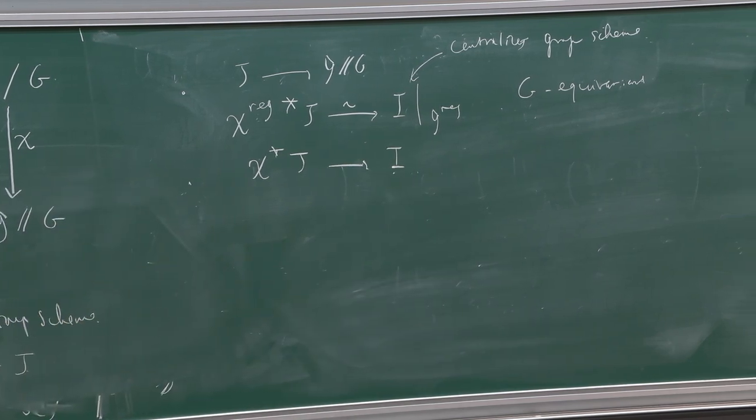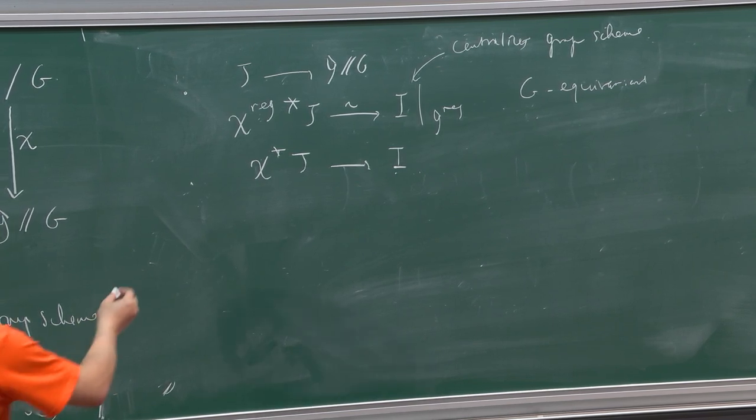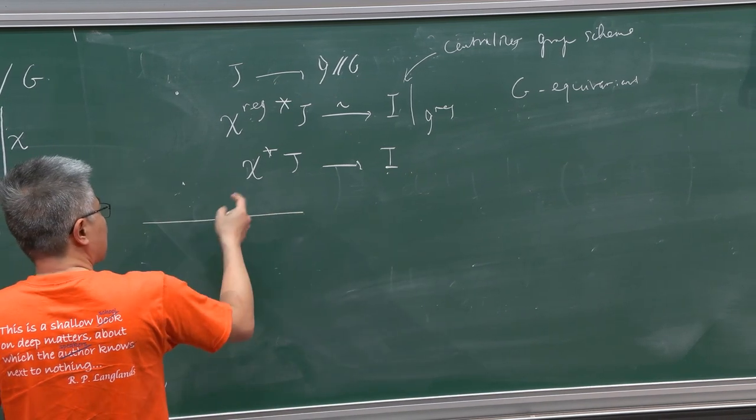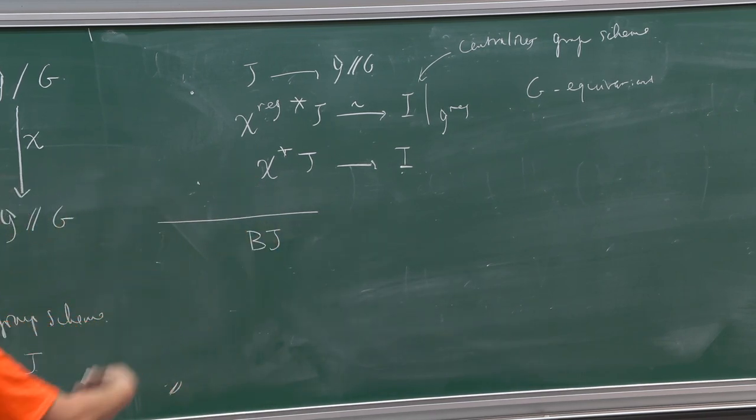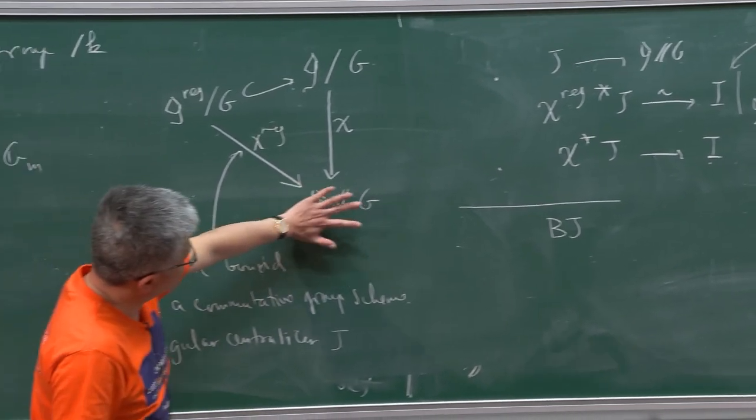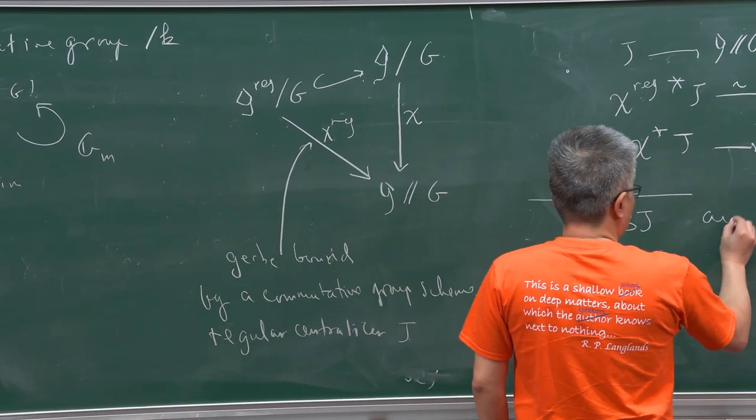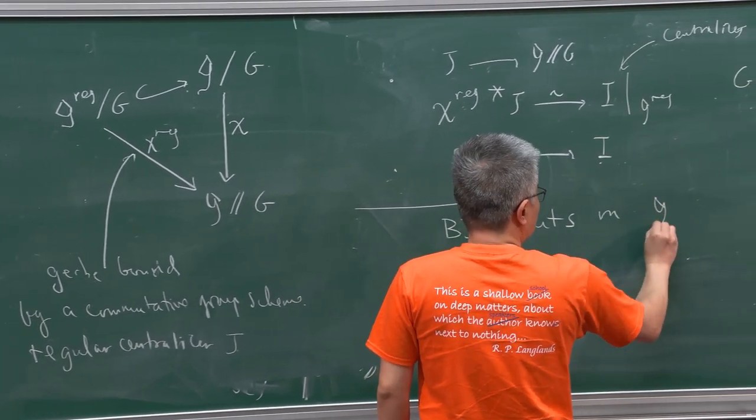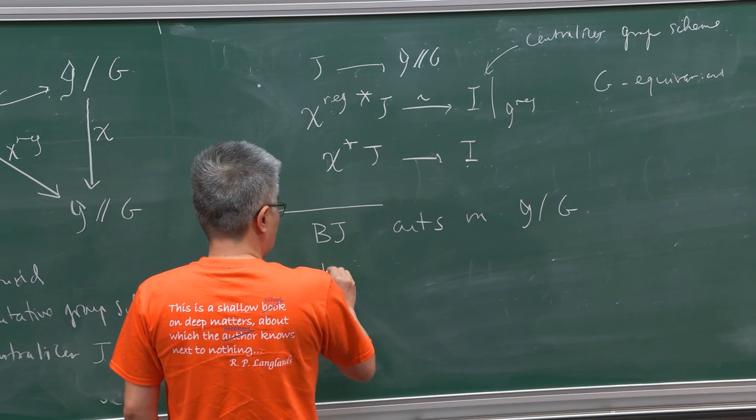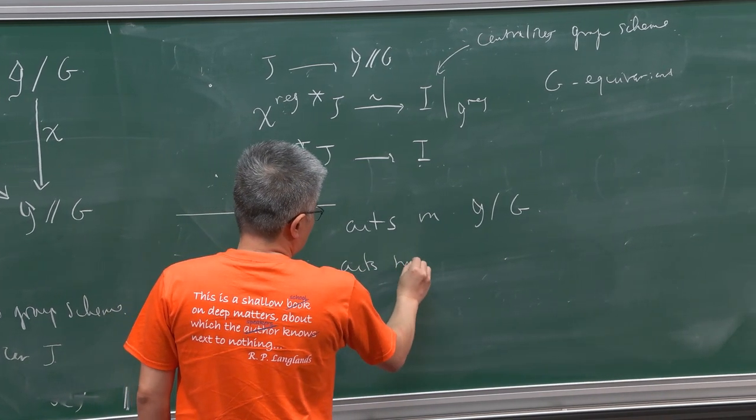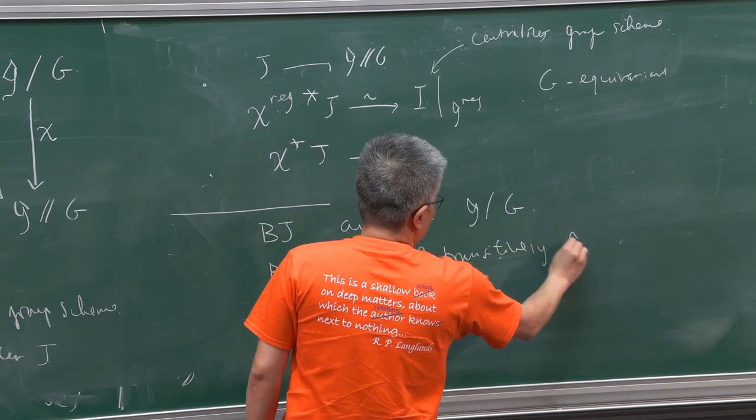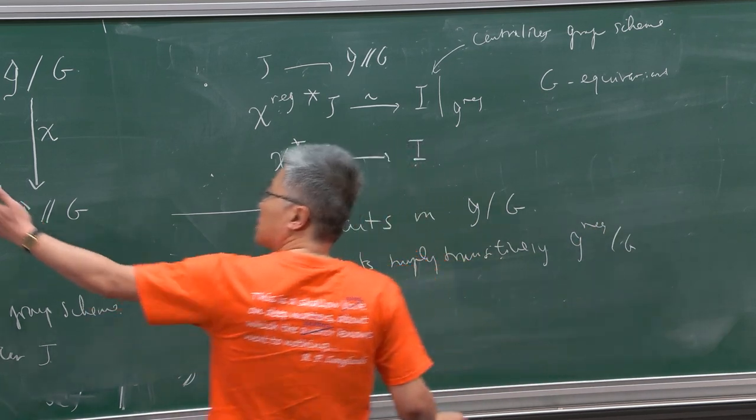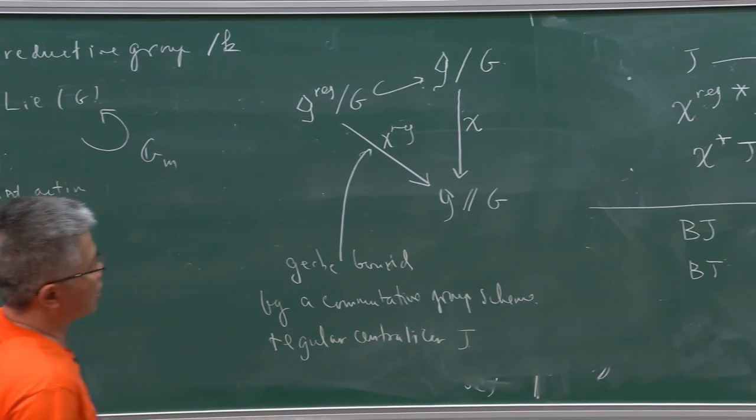So this is a fairly elementary observation, but it is very crucial in these constructions. And from the stacky point of view, you can say that BJ, the classifying space relative to this base, acts on g mod G, and it acts simply transitively on g^reg mod G, which exactly means that this is a gerbe bound by J.